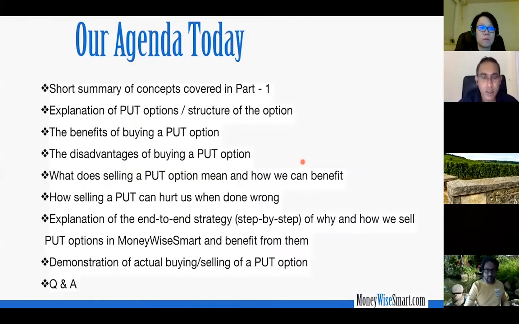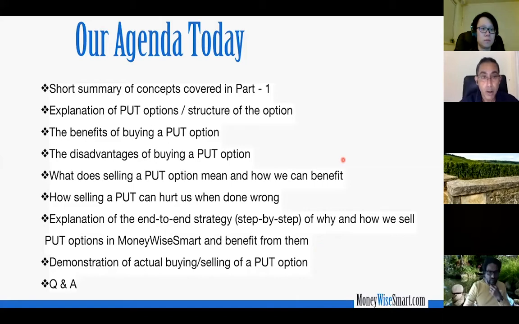Okay, so this is our agenda for today. We are going to start with a short summary of the concepts covered in part 1. I think most of you would have attended part 1, and some of you might have watched the replays. So we will quickly summarize the concepts. And today it's only going to be about put options. So we are going to explain the structure of the option with reference to a put option. We are going to talk about the benefits of buying a put option, the disadvantages of buying a put option.